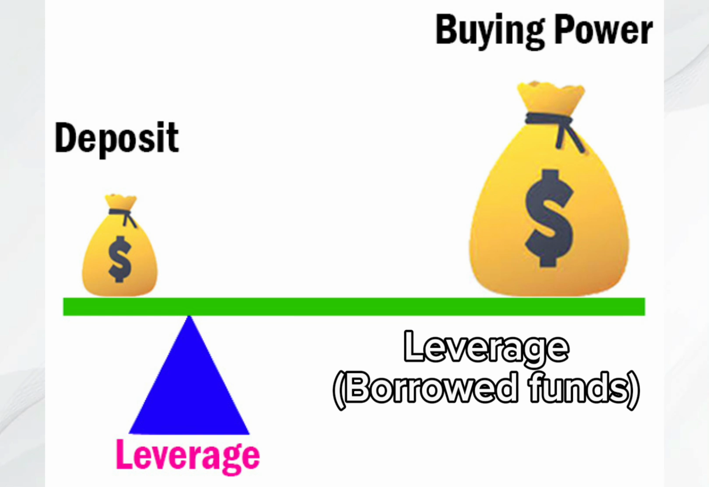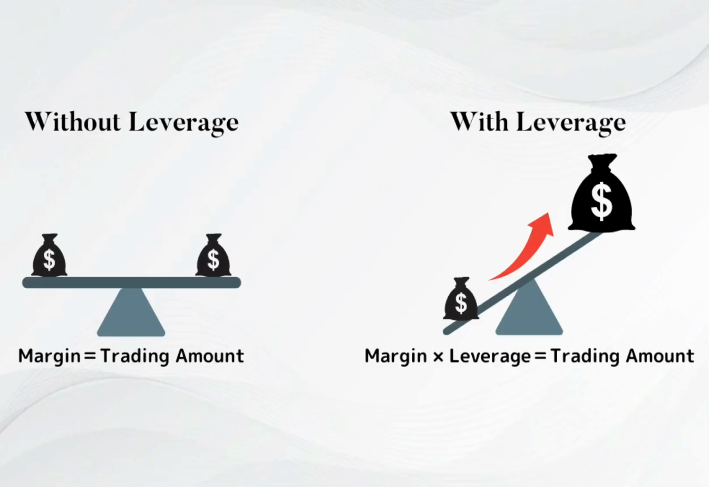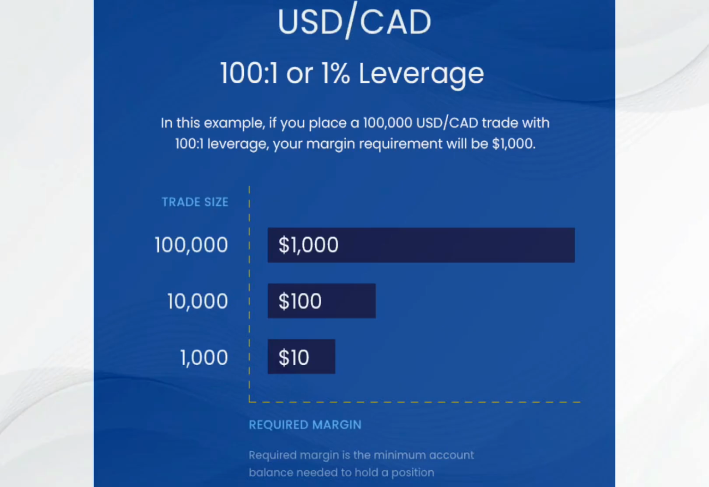But because of the brokers, when the brokers came in, they made it easier for you to participate. So leverage is when a broker allows you to control large positions with small capital. You'll be able to buy and exchange large currency pairs with just a little capital. So you can have $10 in your account, but you control positions worth $1,000 or more.